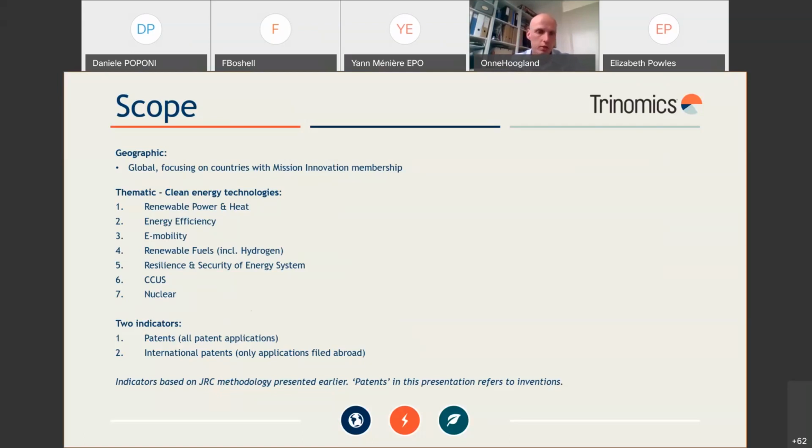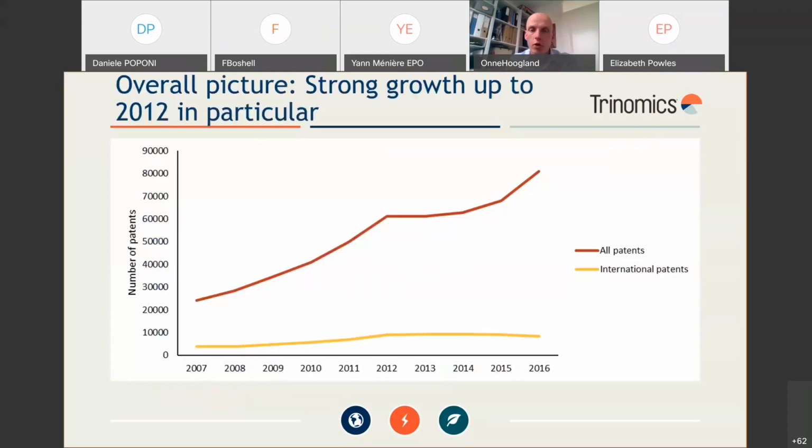Today I will focus on two indicators: patents, the overall patent numbers, and international patents, only patent applications that are filed abroad. Our work is based on the work that Francesco presented earlier, the JRC methodology. So when I refer to patents, I actually refer to inventions or patent families, but for simplicity, I will just mention patents. The overall picture, like some of the other speakers already showed, is quite a steep growth up to 2012, and more modest growth, or a more stable picture, from 2012 onwards.